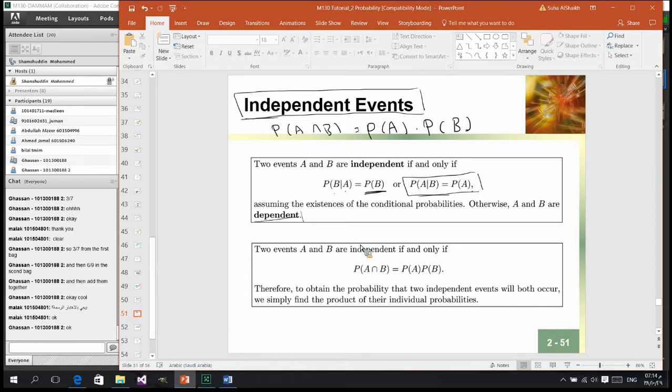Otherwise they are dependent. الحالات الثانية راح نسميها dependent لأن معتمدين على each other هنا. إذا كانوا independent, the probability of the intersection is the multiplication as we said. Okay.